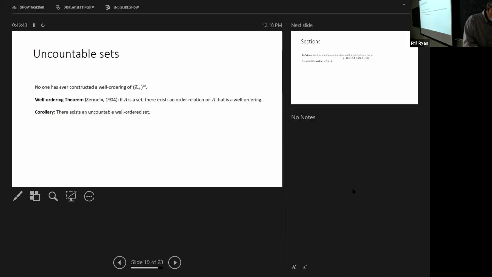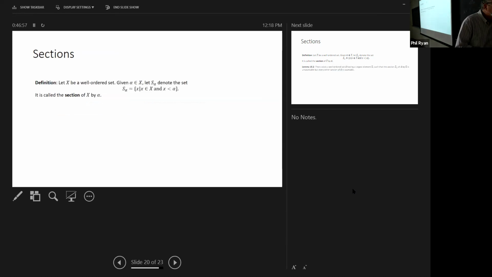Okay, so I don't think we have enough time, but I want to finish up by starting to construct a set that's going to be useful for us. And that's, let's return to the idea of section. So we've already seen sections for the positive integers, right? The section of Z plus by n is just the set of positive integers which are less than n.